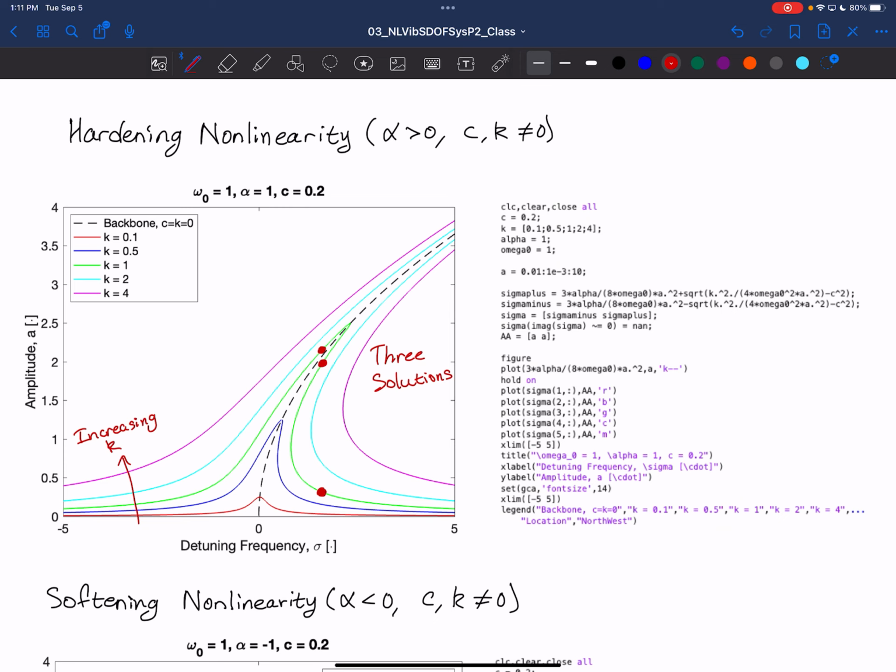And the regime where you can have multiple solutions gets bigger the higher the forcing as well. For very weak forcing in that little red curve, there's no potential for multiple solutions. As you increase K in the dark blue curve, there's a small region. It becomes much easier to see in the green, cyan and magenta curves how you can have multiple solutions that arise.